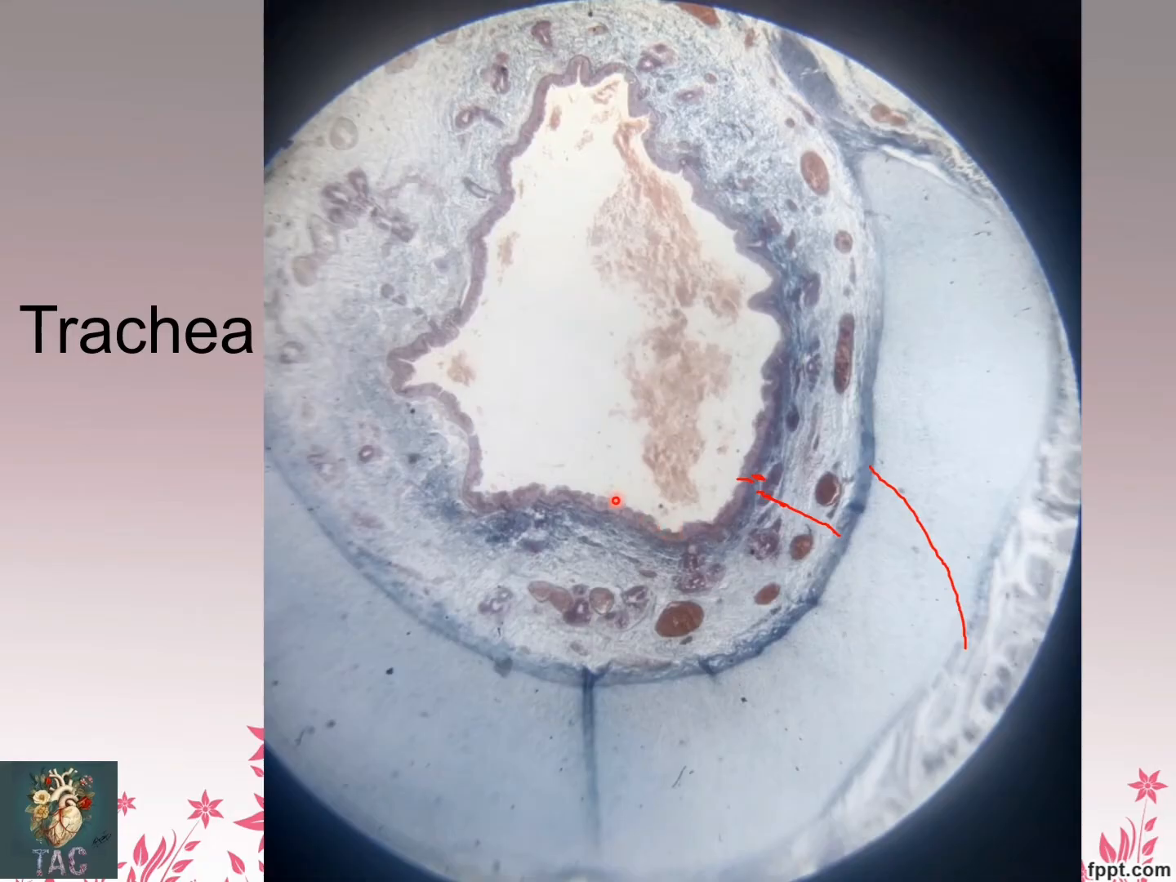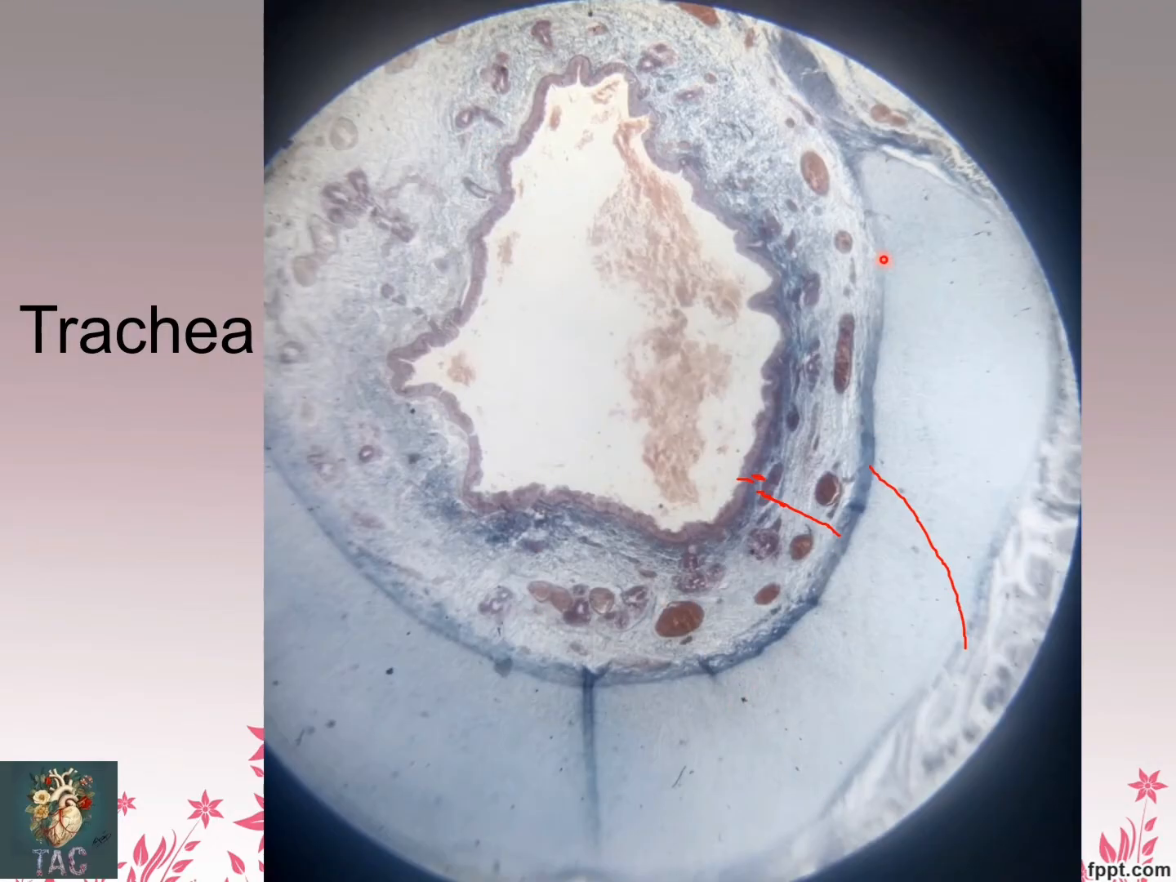This mucosa consists of pseudostratified columnar ciliated epithelium with the goblet cell, and beneath the epithelium you can see a small amount of connective tissue, which is the lamina propria. Then we have the submucosa, and here you can see the sections of the glands as well, and the nerves and blood vessels are also present. Here you can see the ducts of the glands. These are the different sections of glands along with their duct. Outer to this submucosa is the cartilage.